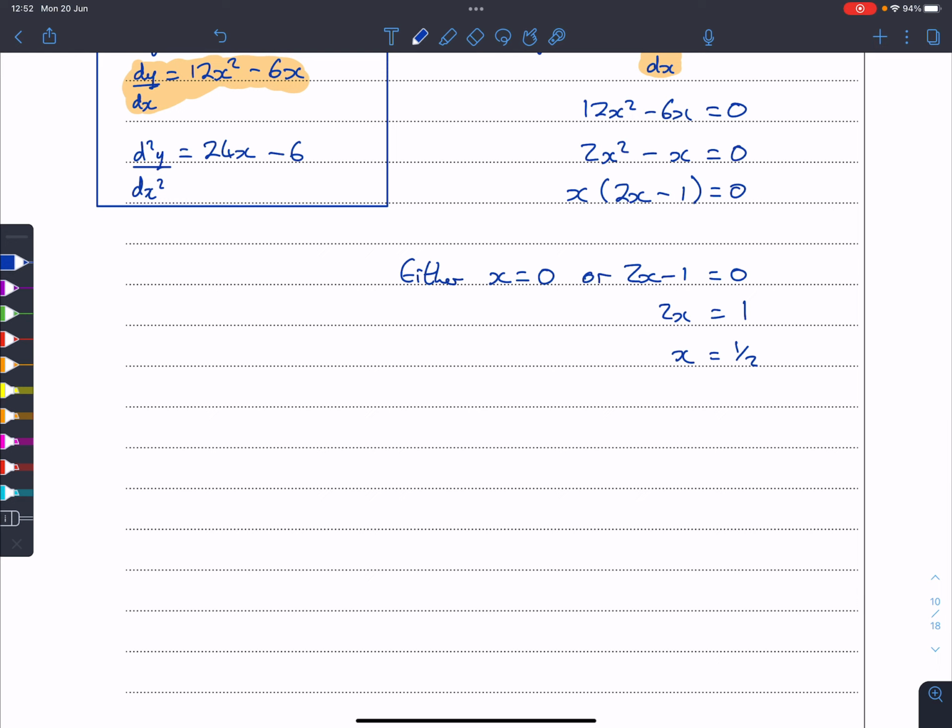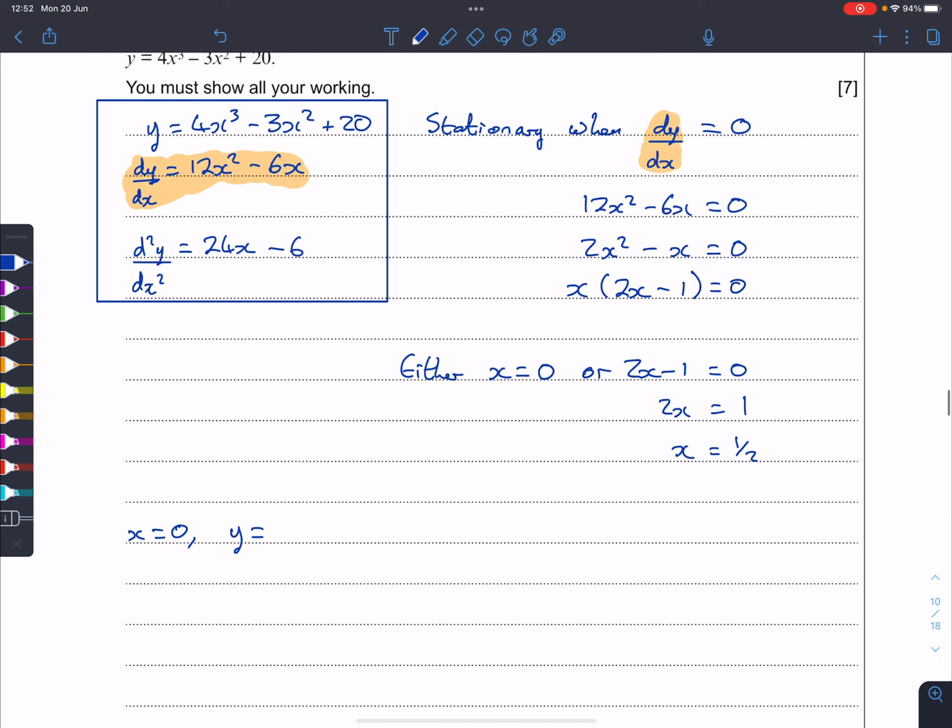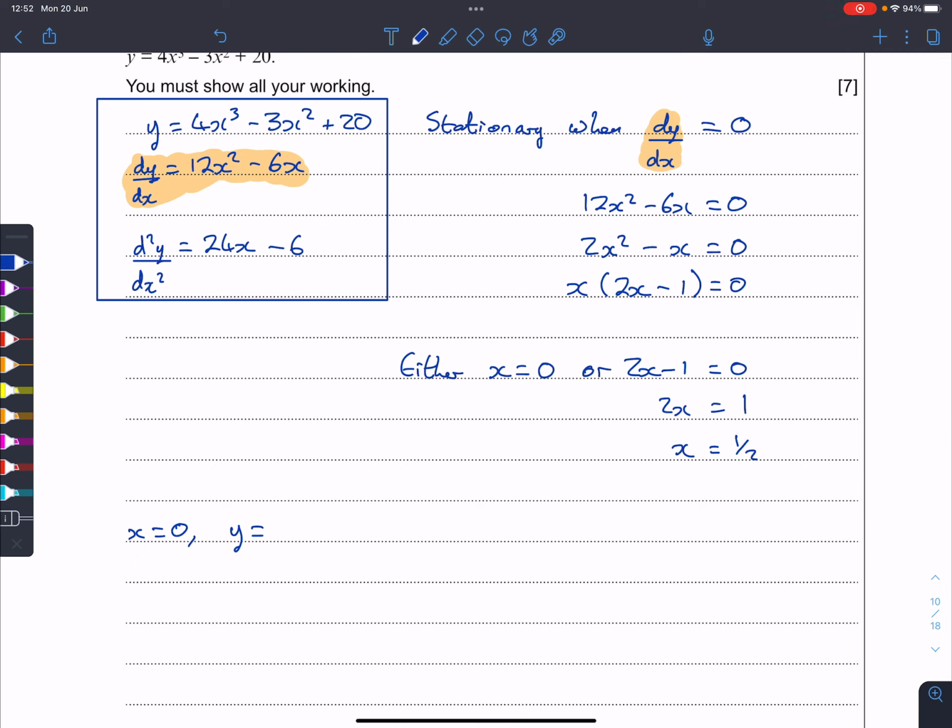So if x is 0, my y is going to be 4 lots of 0 cubed minus 3 lots of 0 squared plus 20, which is 20. So I have a stationary point of (0, 20).